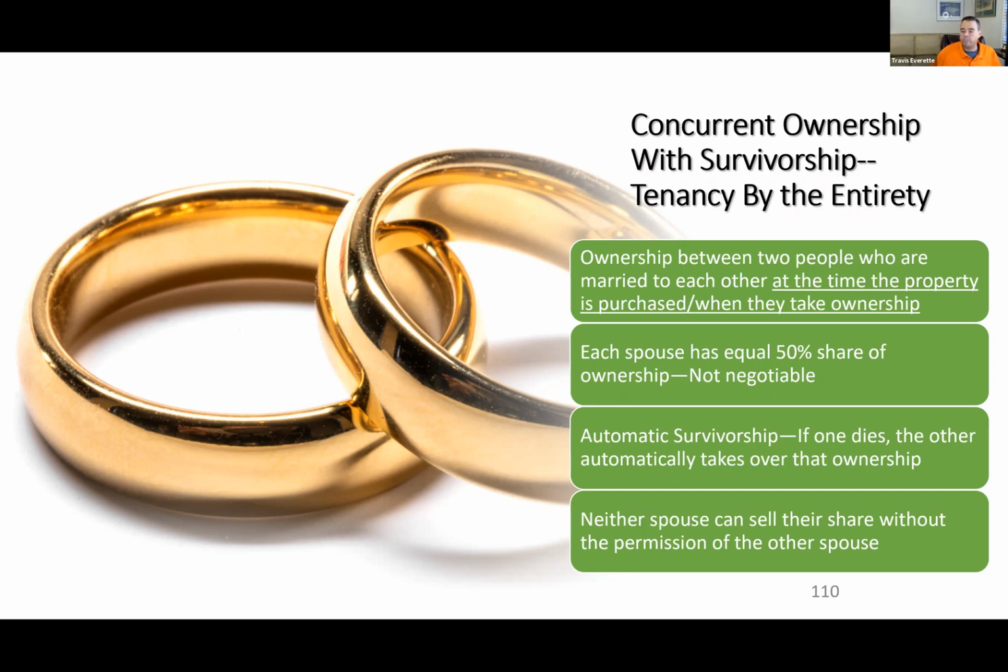So when you purchase property and you're married, you are purchasing it as an entirety. You are purchasing it together collectively as a group that cannot be separated. That is what tenancy by the entirety means. Everybody with me on that?